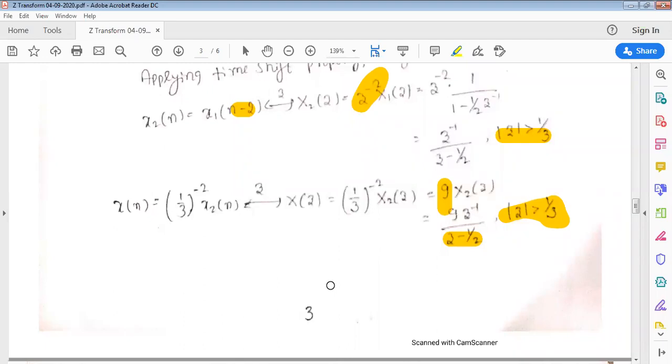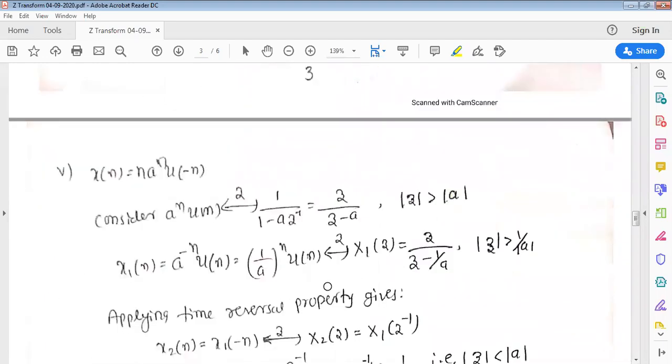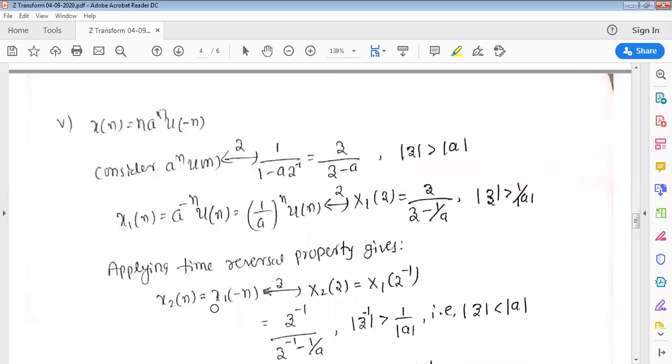Yes, sir. Okay. Now, look into another very simple problem. x of n is equal to n a^n u of minus n... u[-n]. Once again, I know only the formula for a^n u[n]. What is the formula for a^n u[n]? Its z transform is 1 by 1 minus a z^-1. I'll take z upside, multiply and divide by z, so it is z by z minus a, with mod z more than mod a. This is the formula known to me.